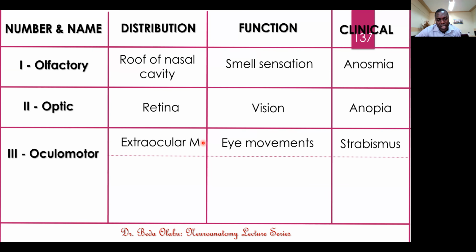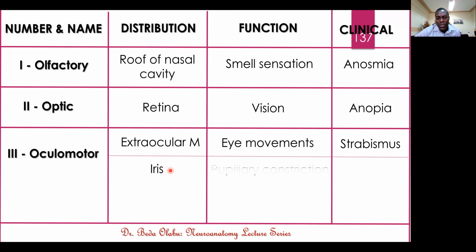As I've already alluded to, the oculomotor nerve also supplies muscles which are inside the eyeball. The muscles which are inside the eyeball are usually on the iris as well as the ciliary body. Let's focus on the ones on the iris. The muscles of the iris are smooth muscles as opposed to extraocular muscles, which are skeletal muscles. These smooth muscles control the size of the pupil.